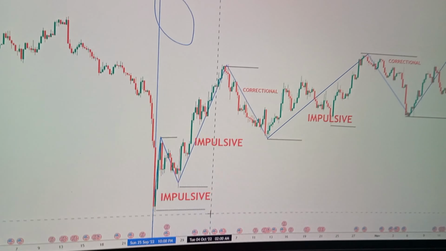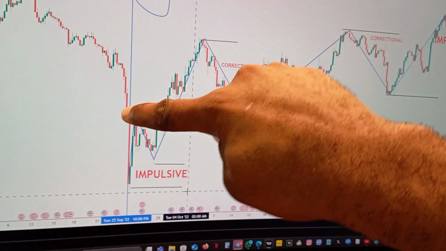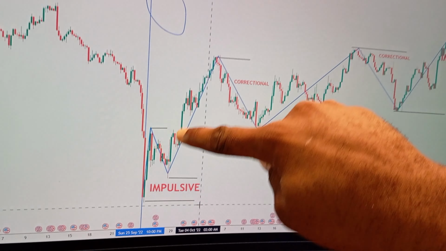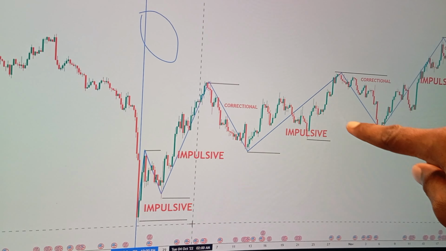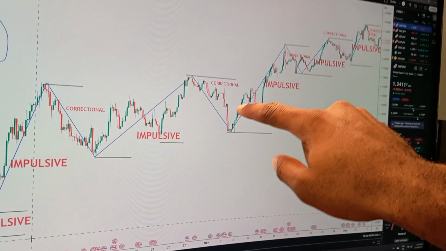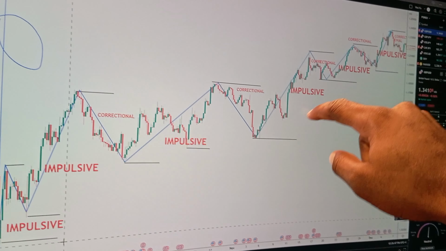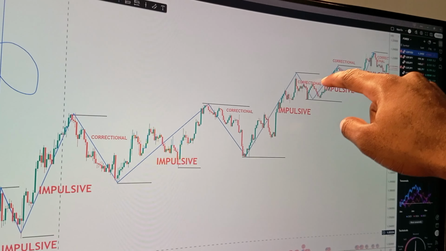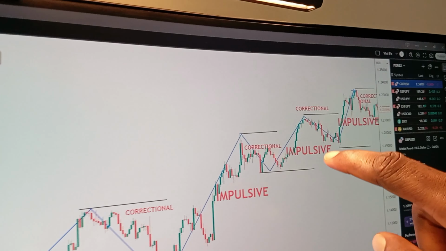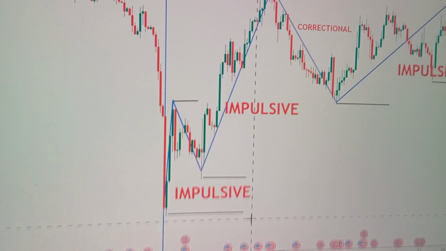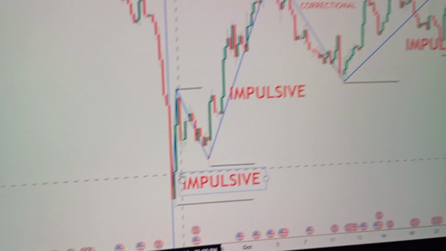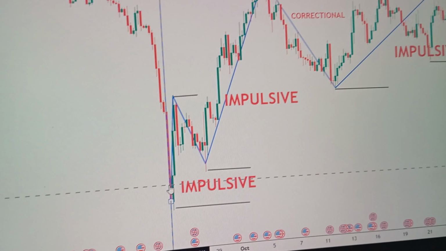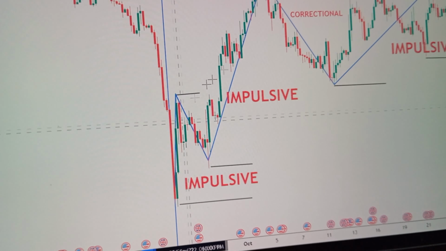So this is impulse. This is impulse. This is correctional. Impulse, correctional, impulse, correctional, impulse, little correctional, a healthy impulse, and a little correctional. You can see, guys, when there's an impulse in the market, there are always healthy candles. You can see healthy candles right here. The candles are healthy. The market plays out fast.